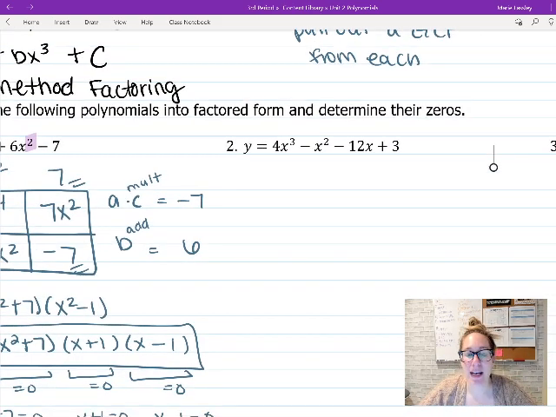So number 2 is a factor by grouping type of problem. So you have 4 terms, 1, 2, 3, 4. So what we're going to do is we're going to group the first 2.